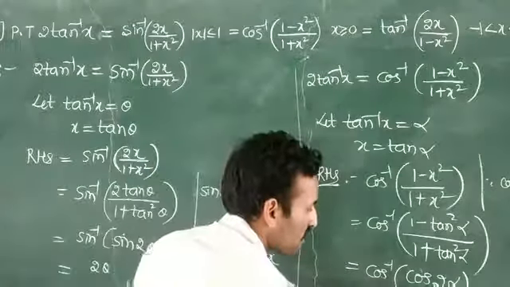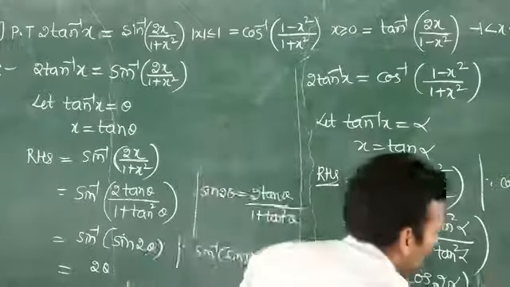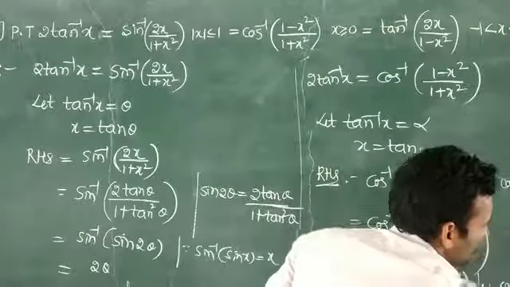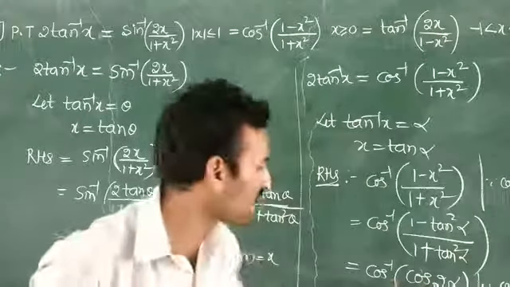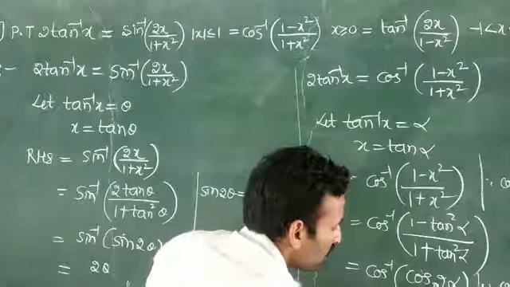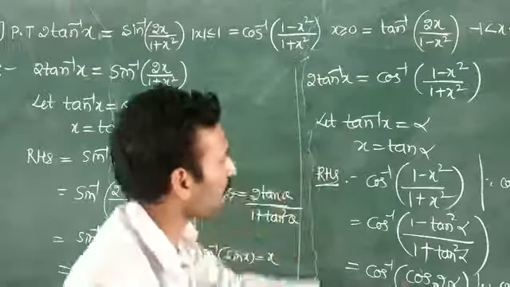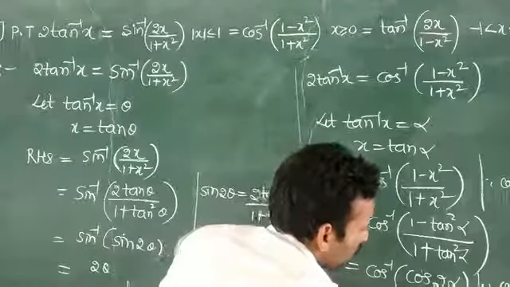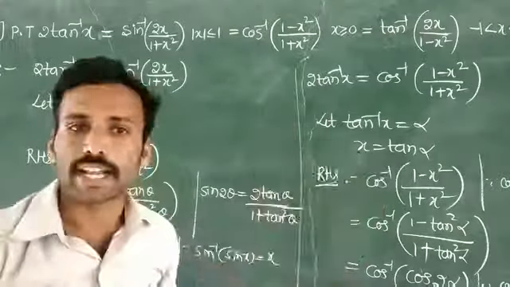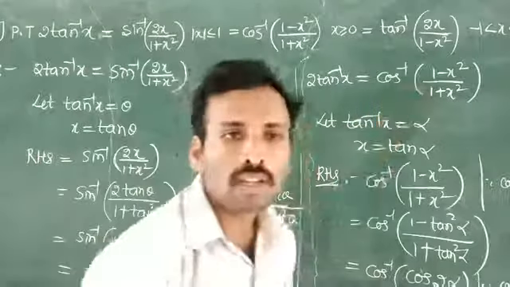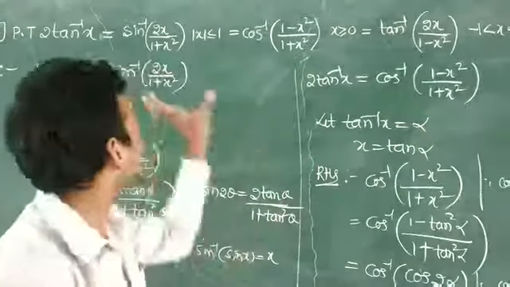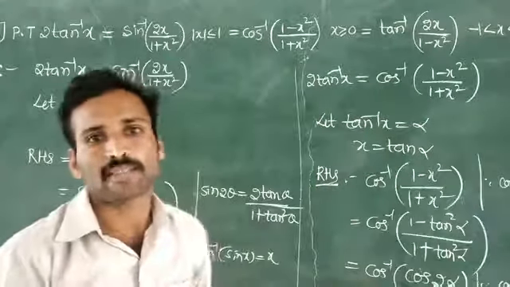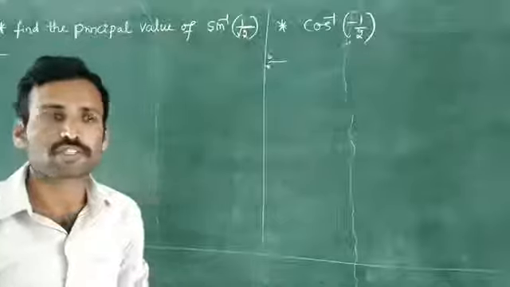Cos inverse of cos theta is theta by the property of inverse trigonometry: cos inverse of cos x is x. So cos inverse of cos 2 alpha is 2 alpha here. That is 2 times alpha, where alpha is replaced by tan inverse of x, which is equal to the LHS part of the second property. In a similar manner, the third property is also proved by taking the LHS, substituting and replacing in the RHS, then we get the LHS part.